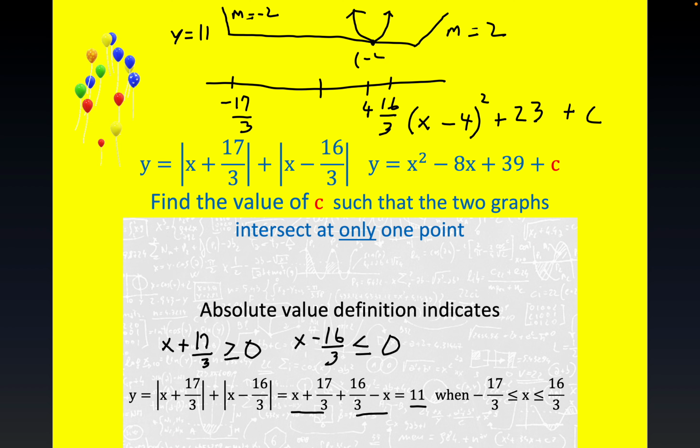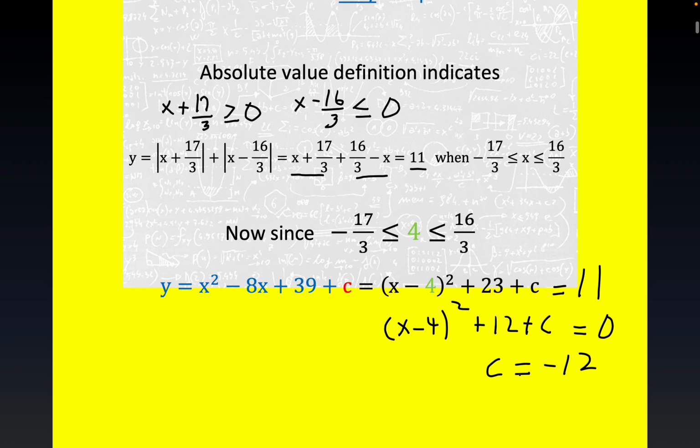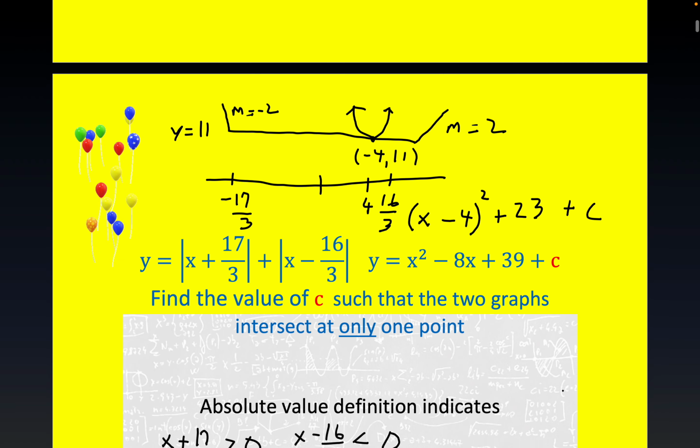4 and 11, excuse me. And there's no way it can happen anywhere else. This graph could be lower, it could hit it twice, but anyway, that's the answer, folks. That's what does it. And what was the question? The question is just to find the value of c that does that. And right down here we show that c is equal to negative 12. Okay, c is equal to negative 12.